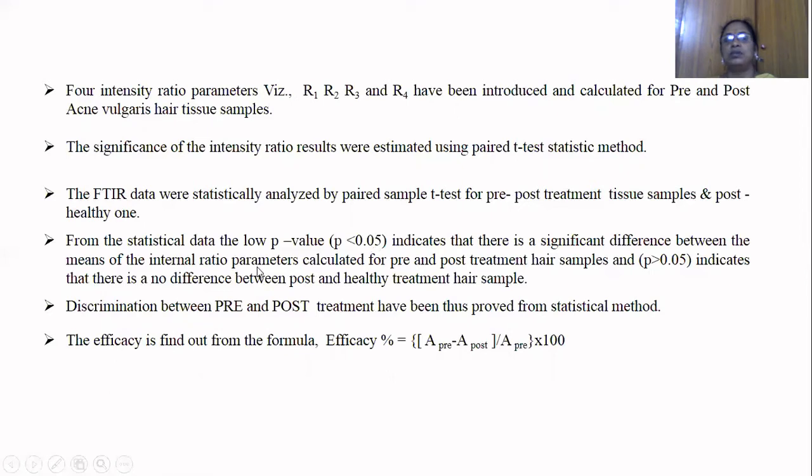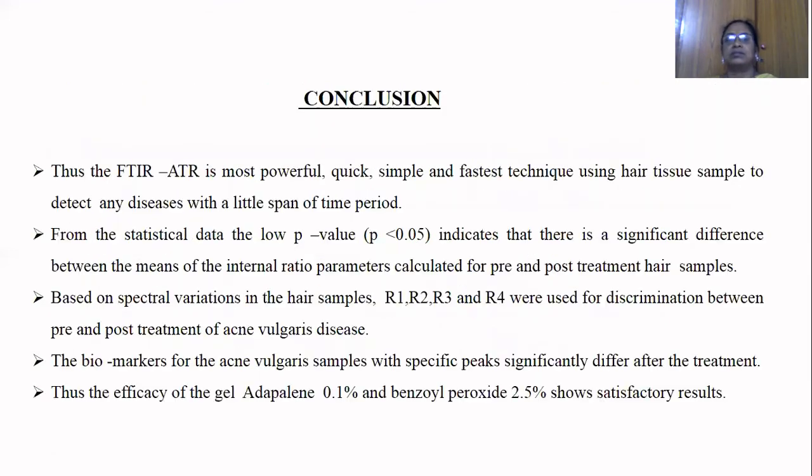between the means of the intensity ratio parameters calculated for pre and post-treatment, and P greater than 0.05 indicates that there is no difference between the post-treatment and the healthy ones. The discrimination between the pre and post-treatment has thus been proved from the statistical method, and efficacy was also calculated as more than 75%.